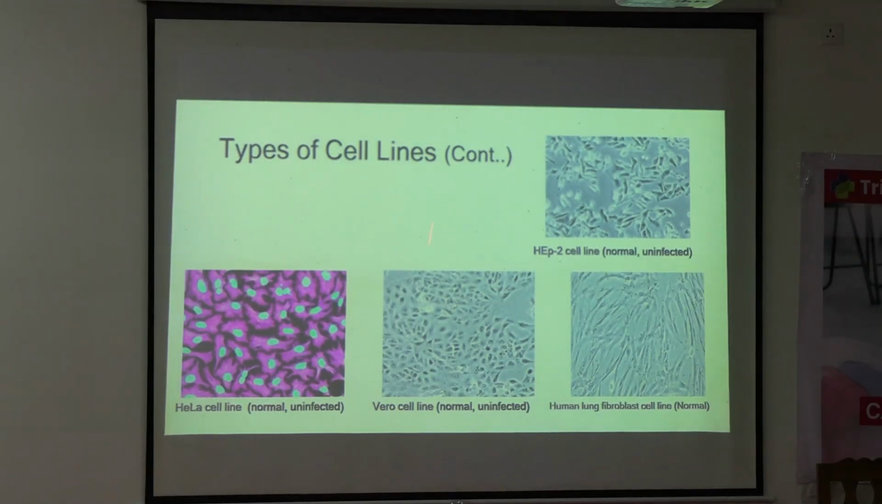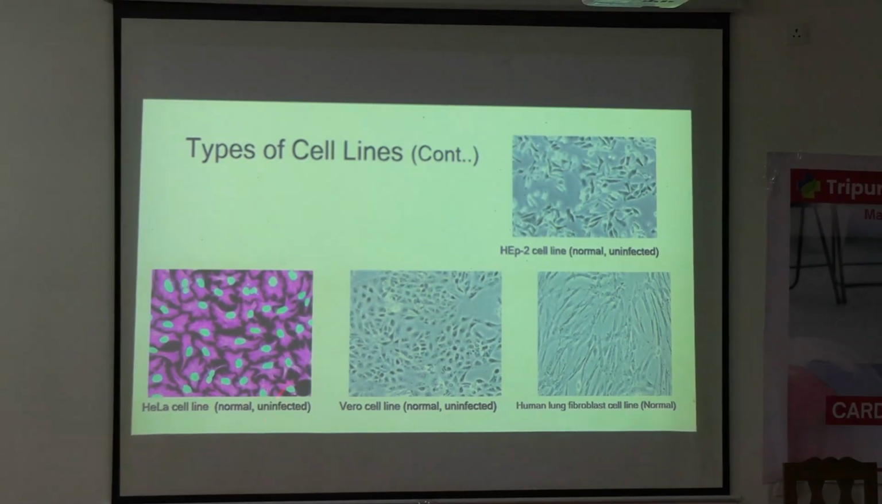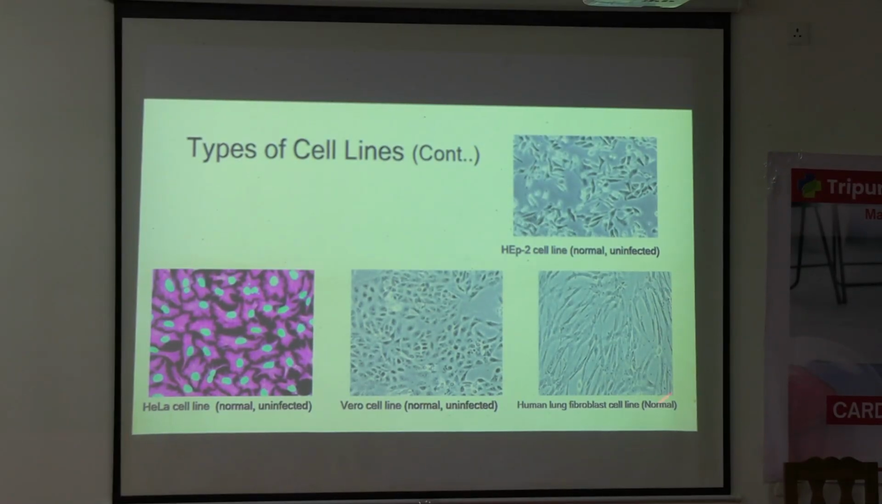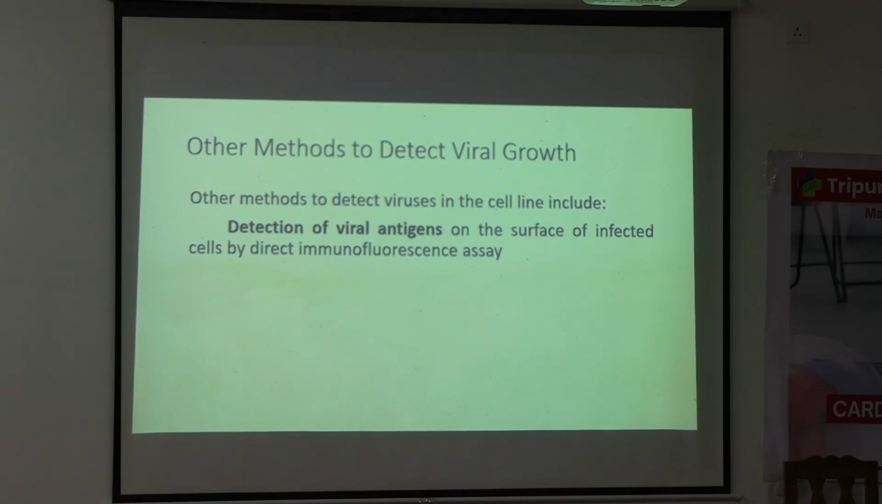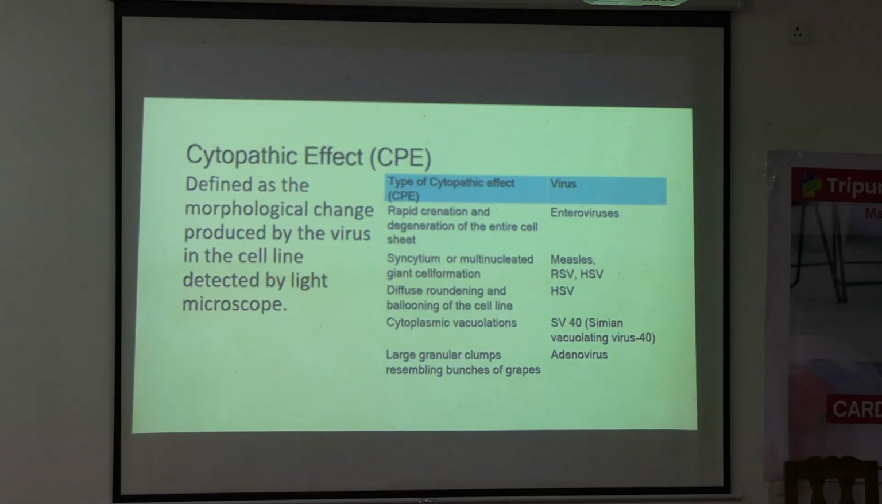These are the cell lines I was talking about: HEp-2 cell line, HeLa cell line, Vero cell line, human lung fibroblast cell line. These are all normal before the inoculation. So what do we see in the cell cultures? We look for any kind of cytopathic effect in the cells. Shell vial technique can be done. What are the types of cytopathic effects you see? In enteroviruses, you see rapid crenation and degeneration of the entire cell sheet. In adenovirus, you see large granular clumps resembling bunches of grapes.